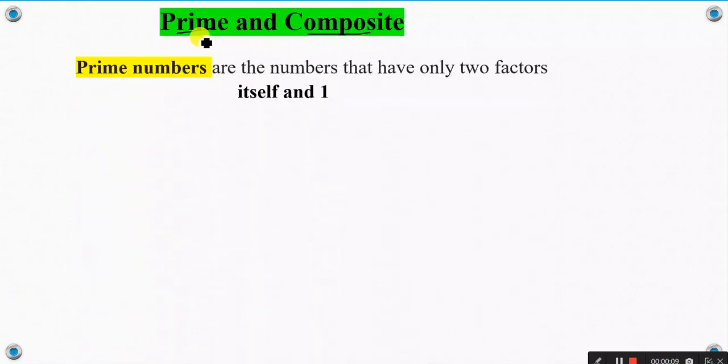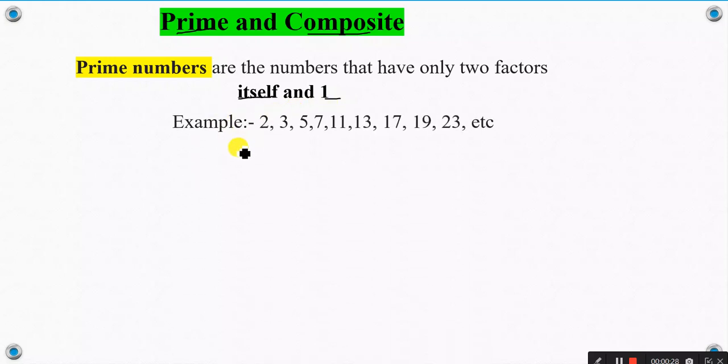Prime number and composite number. What is a prime number? A prime number is a number that has only two factors. We see this by example. The two factors are itself and 1.